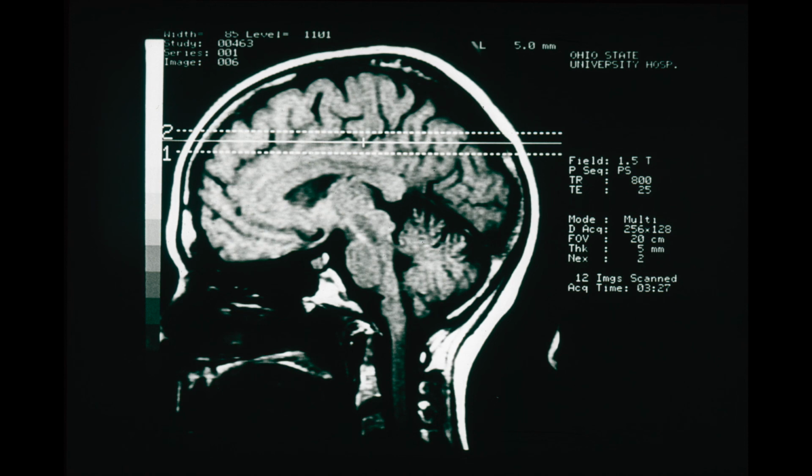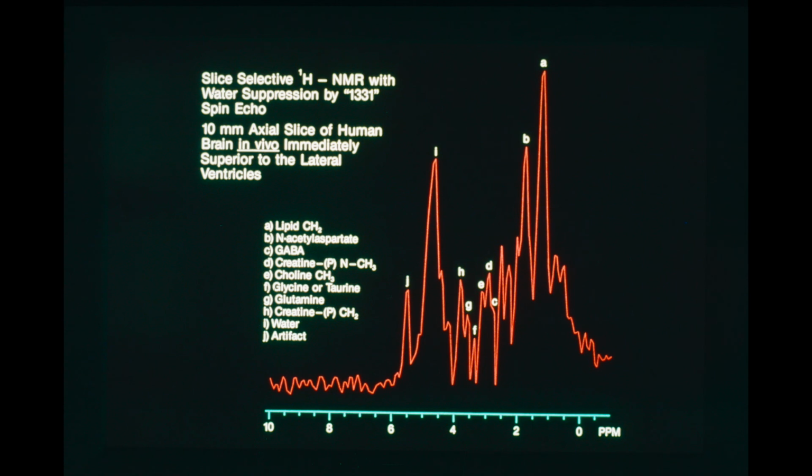This shows setting up for an individual to collect a slice of information through the brain. And then this is the spectrum that was then arrived at. Now it's a 10 millimeter axial slice, so we're getting the whole slice of the head. But we have used so-called 1331, which is an RF type pulse that suppresses the water. And we see a lot of things in here.